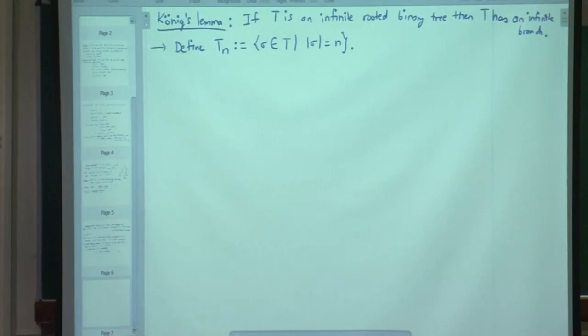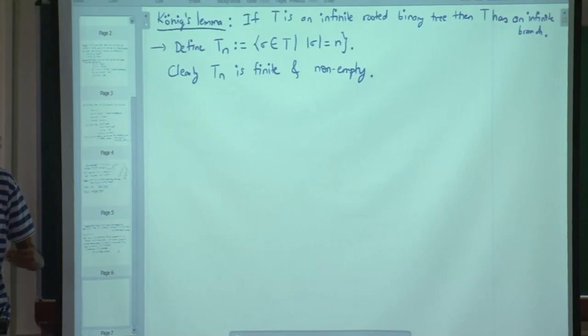Now, the observation that you all made some time ago is that clearly Tn is finite. But another observation that we can make is that it is non-empty. Why is it non-empty? See, if you chop down the tree at level n, then there cannot be anything below that level, because whatever is below that level will have a parent, a prefix at level n. So if this doesn't exist, then nothing below it exists. And therefore, we can conclude that the tree is finite.